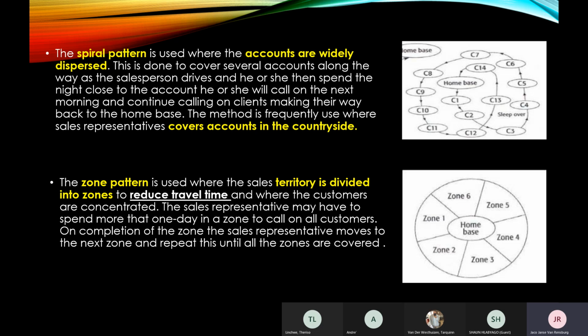Then we also have our spiral pattern. This is especially where your clients are widely dispersed over a large area. I would suggest maybe the Northwest, for instance. I would go to Northern Cape, for instance. You can go to Eastern Cape. And then Namibia. When I did my planning for Namibia trips, it was usually the spiral pattern that was used, because the towns are quite far apart, and you want to end up the previous evening in the place that you're going to start the next day.